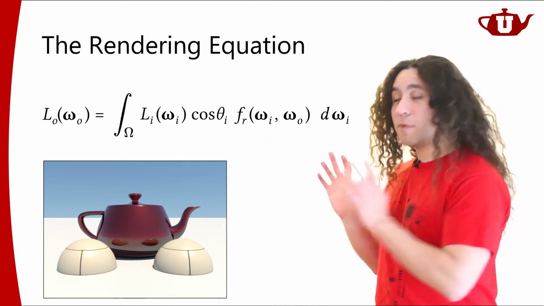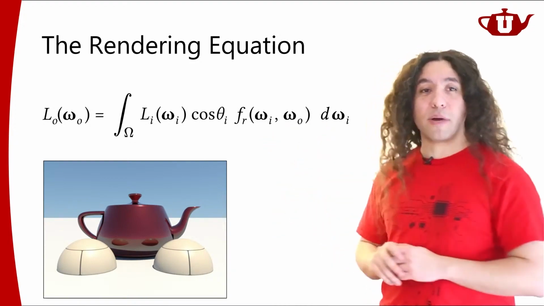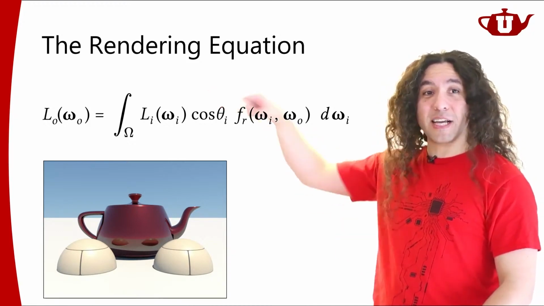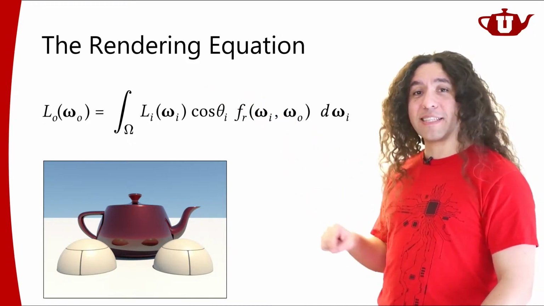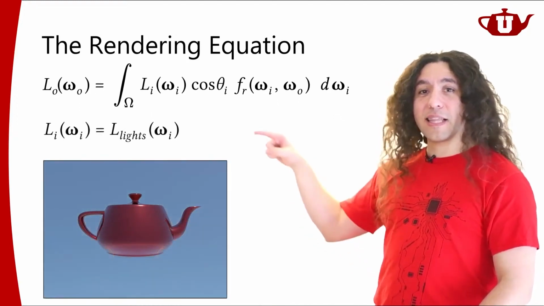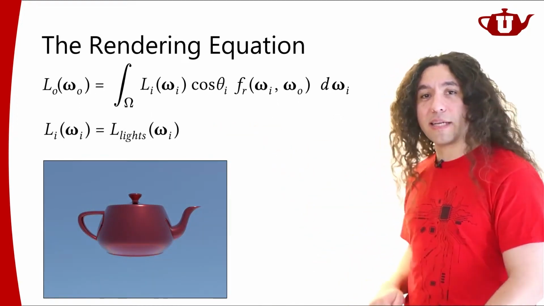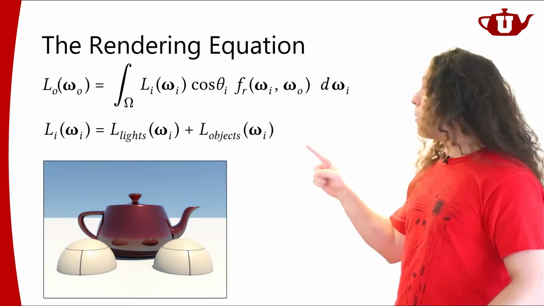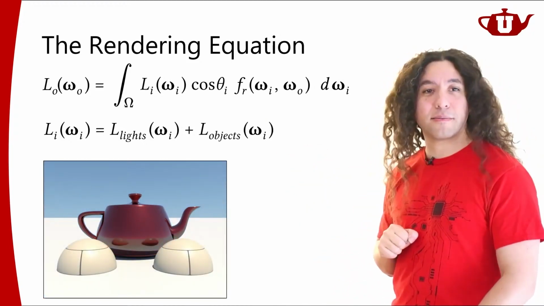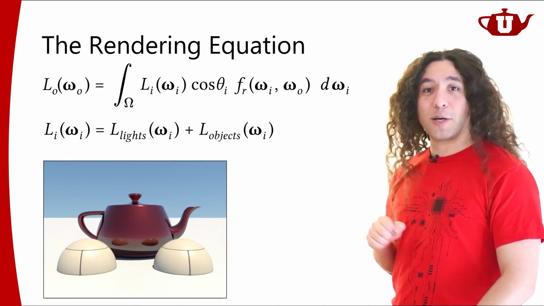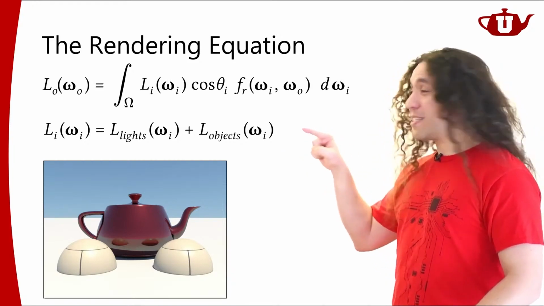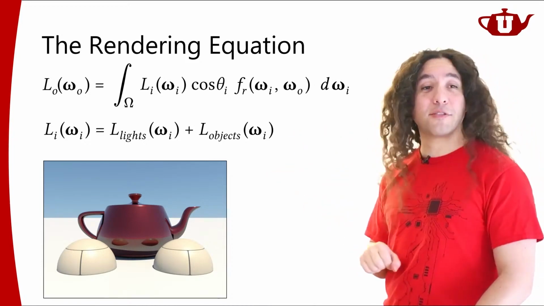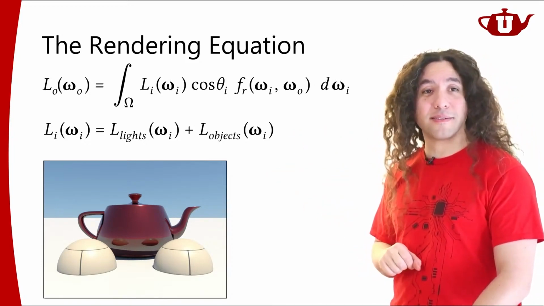So I can write the rendering equation like so. I can take this incoming light term and say that the incoming light term is the light that's directly coming from the light sources plus the light that's coming from the other objects. Right? So this is actually the light that's coming to any surface on this teapot.